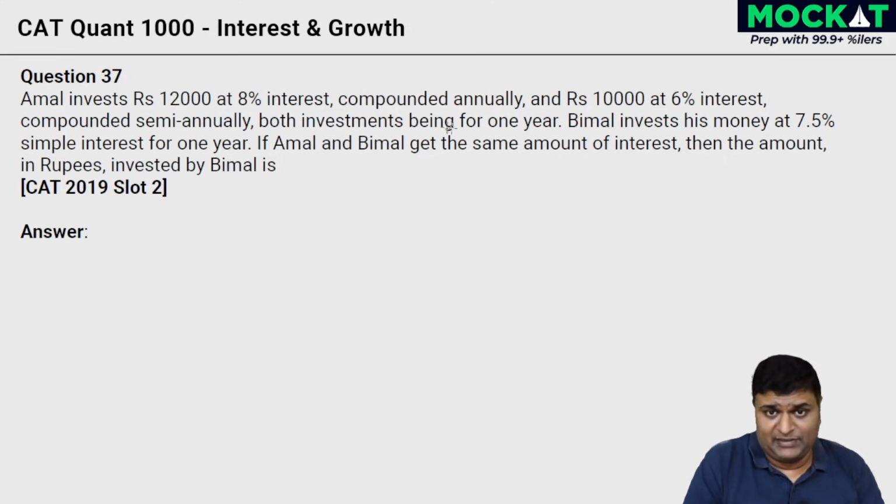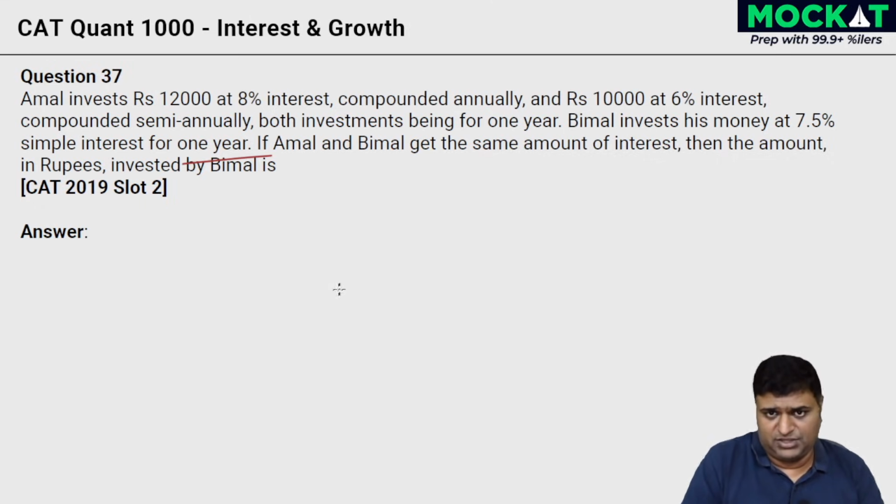Amal invests rupees 12,000 at 8% interest compounded annually and rupees 10,000 at 6% interest compounded semi-annually. Okay, both are compounded. One is semi-annual and one is annual. Bimal invests his money at 7.5% simple interest for 1 year. Okay, if Amal and Bimal get the same amount of interest, then the amount is rupees what? 1 year. 1 year is what we're looking at. Same amount of interest is what they're earning. We're focusing only on the interest and nothing else.